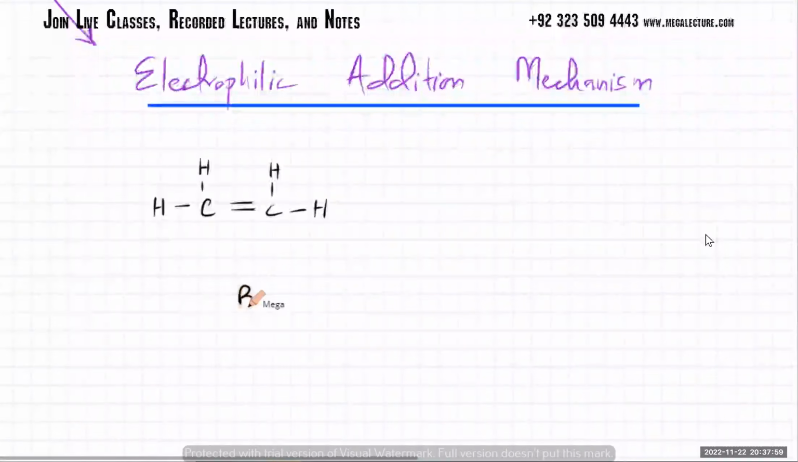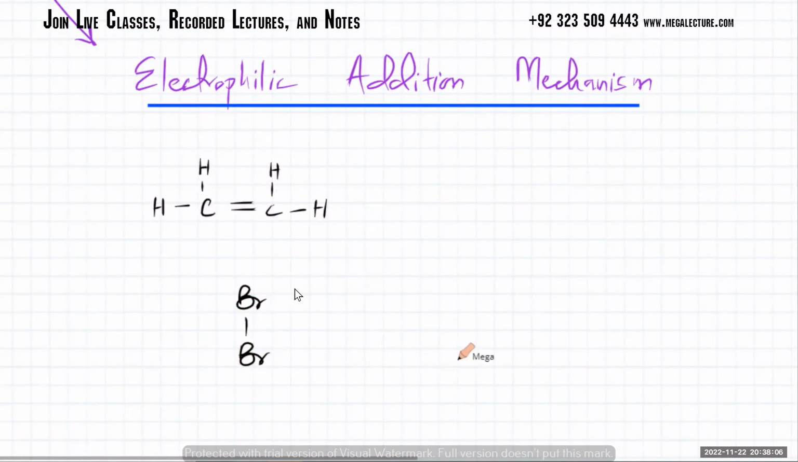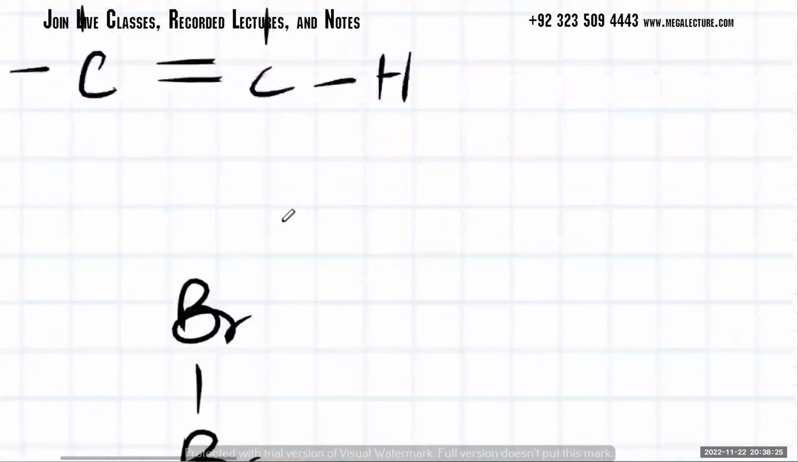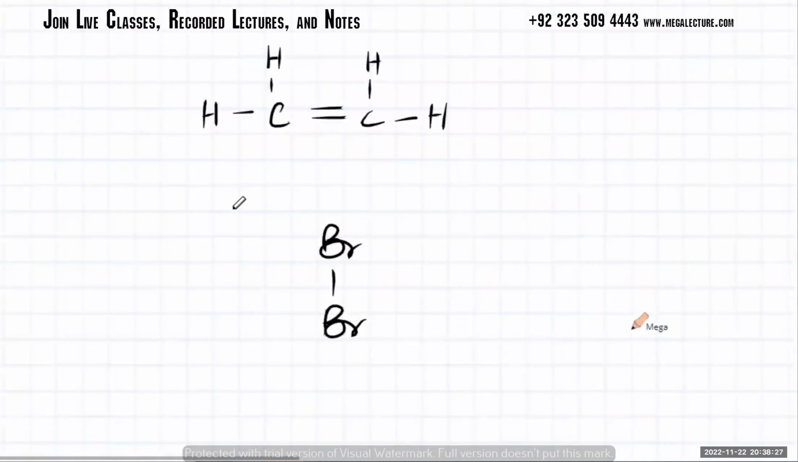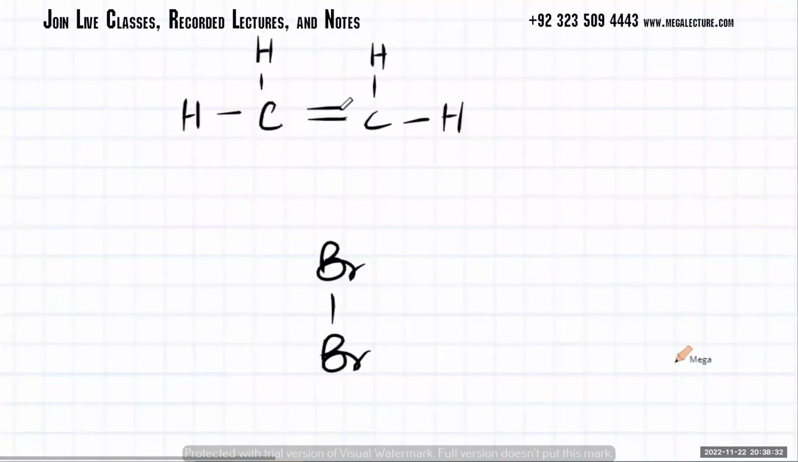First tell me, is the Br2 molecule polar or non-polar? Non-polar. Okay, it's non-polar. The electrons are equally distributed. The electrons are not going to one side. Both of them are Br atoms, so both are pulling electrons with equal strength. The shared electrons in the middle are being pulled with equal strength by the top one and the bottom one. So it's non-polar. So if it's non-polar, would it get attracted to this double bond?